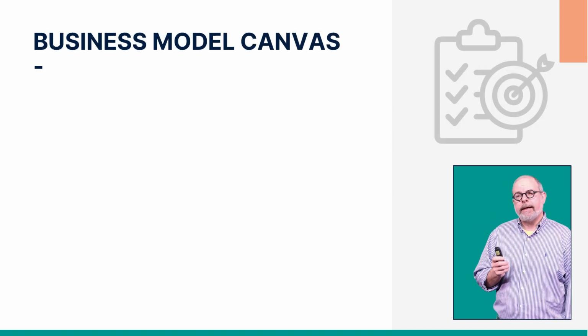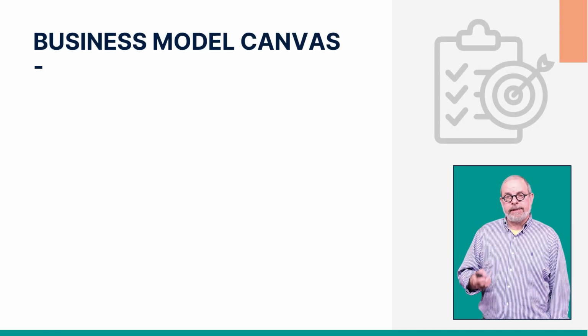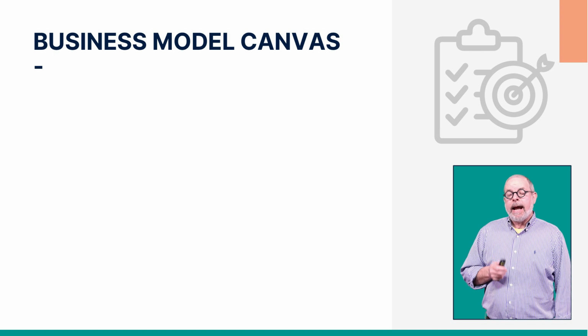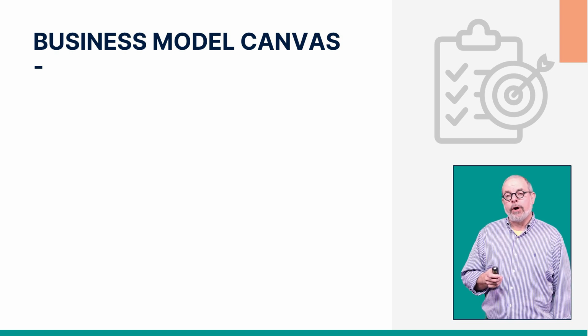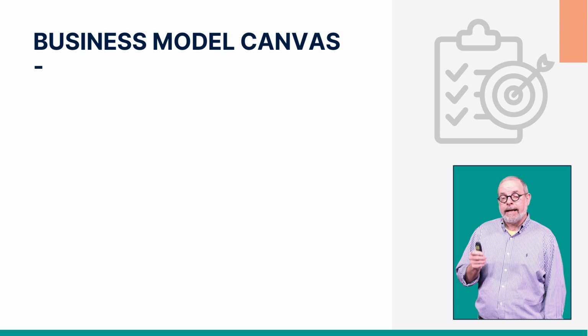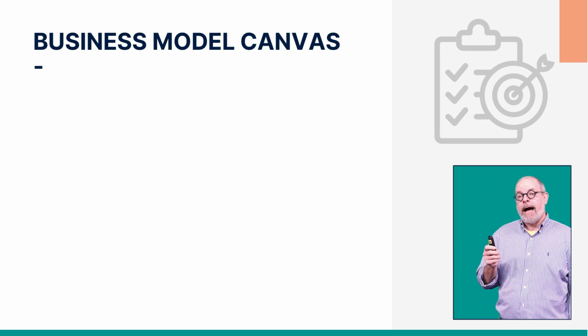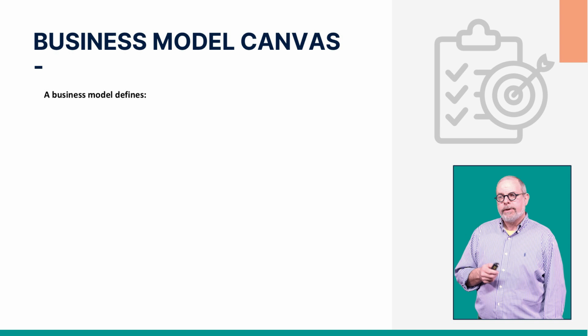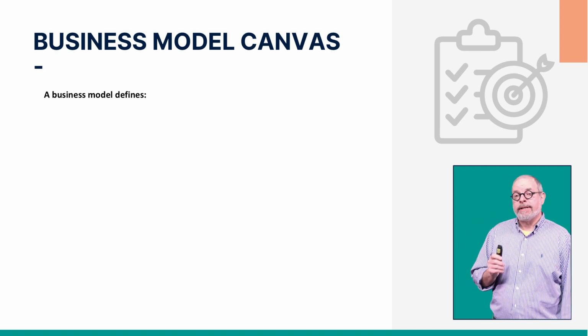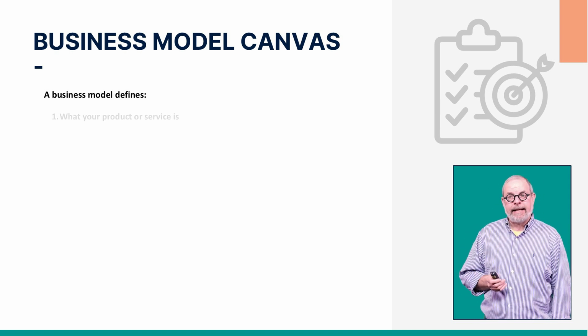The business model canvas is a visual representation of any business, and it's important to understand for running your own business, but also for creating compelling business ideas that people would invest in. So, a business model defines 9 essential things that every business has.